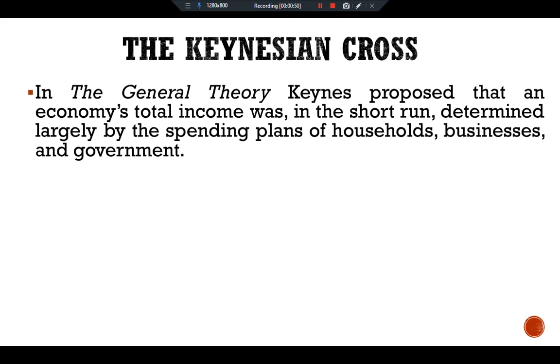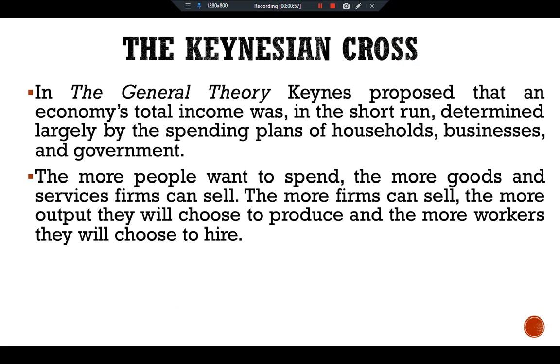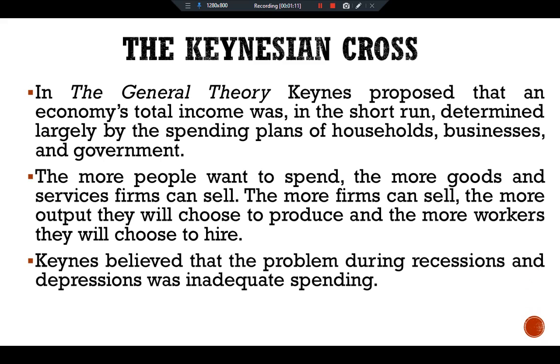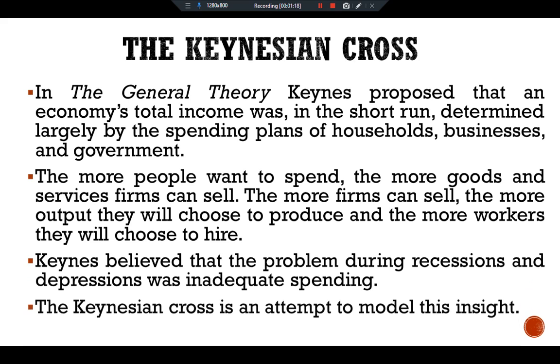by the spending plans of households, businesses and the government. The more people want to spend, the more goods and services firms can sell. The more firms can sell, the more output they will choose to produce and the more workers they will choose to hire. Keynes believed that the problem during recessions and depressions was inadequate spending. So the Keynesian cross is an attempt to model this insight.